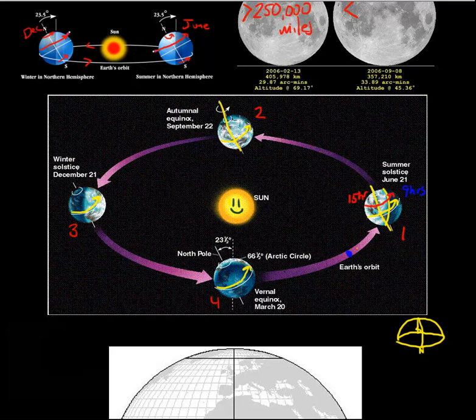In number 2, the entire planet gets 12 hours of heating up, 12 hours of cooling down. So, from the North Pole to the South Pole, a 12-hour day. That's called an equi, because it's equal, nox, because it's night. It's called an equinox. Three months later, that's September 22nd.